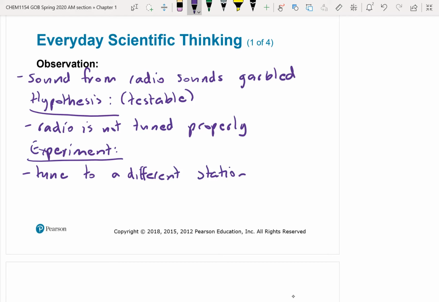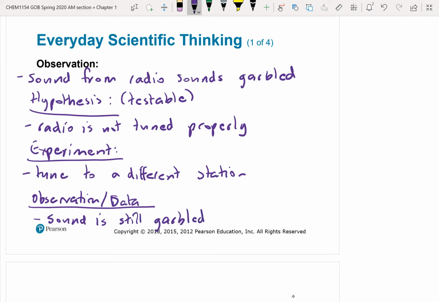Right, very simple. And then we can make some new observations, or we'll just call this data that we can collect. Right, let's say now we tune into a new station and we find that the sound is still garbled. Right, so does that support or refute my hypothesis? It refutes my hypothesis, right? So it's not the tuning of the radio. Maybe it's something else about the radio that causes the sound to be garbled. So now I can come up with a new hypothesis.